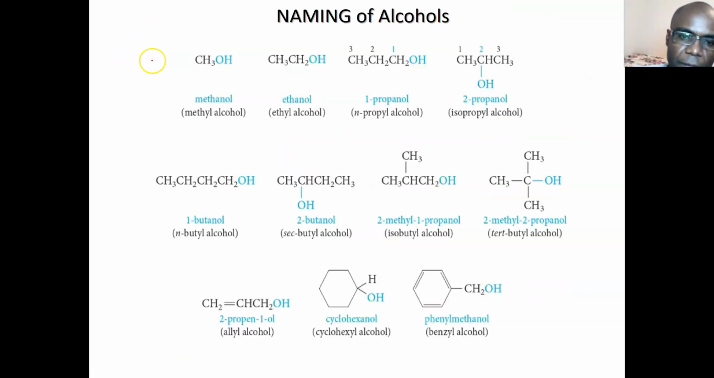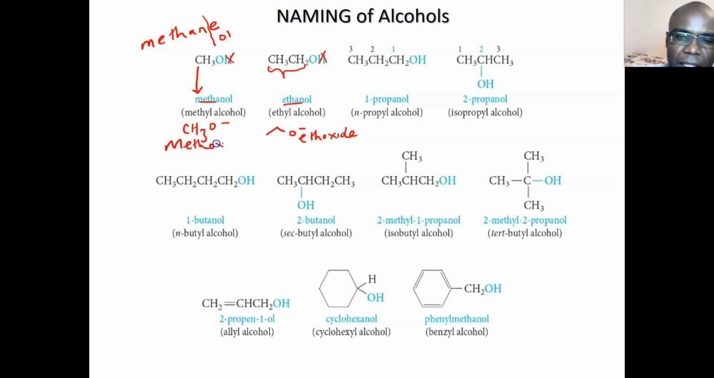How do we name them? How do we name alcohols? One carbon will be methanol, so it should have been methane as in alkanes, but now we replace the E part with OL. So 2 carbons, ethanol. Remember, when the hydrogen is gone, you get O minus, that one will be ethoxide. The salt, if the hydrogen is gone, you get CH3O, that one is methoxide.